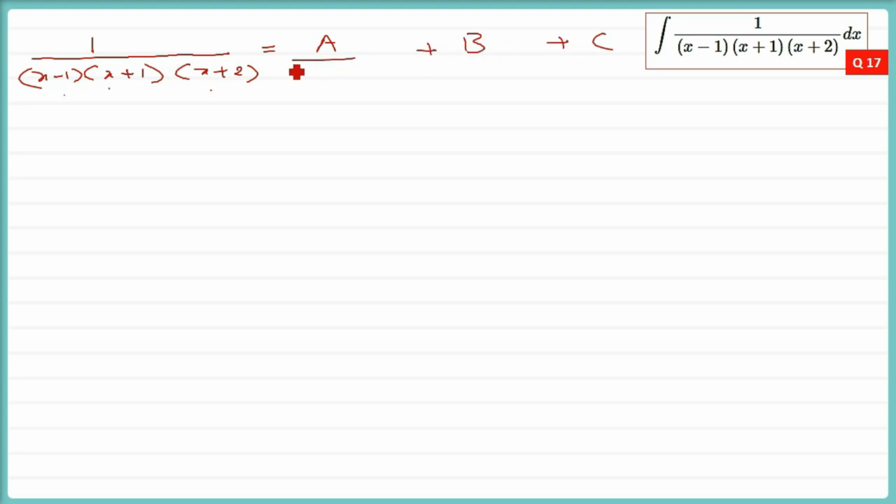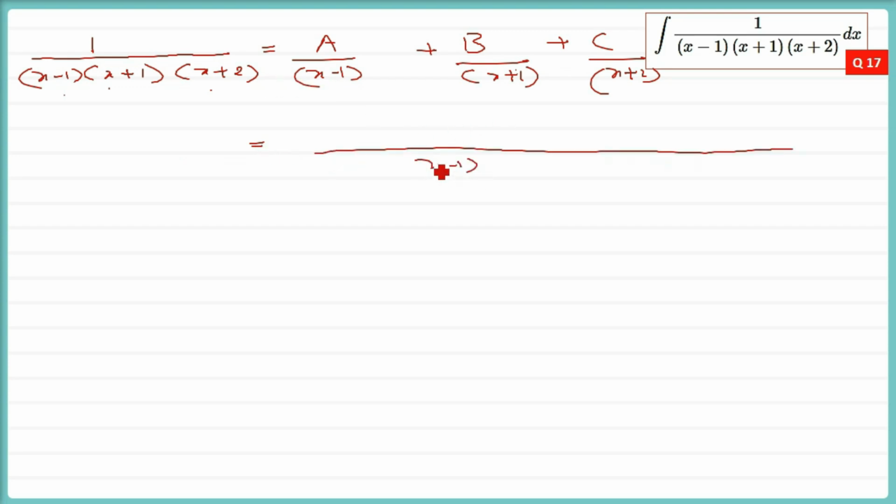So a divided by x minus 1. Then we have b divided by x plus 1 and c divided by x plus 2. So this x minus 1, x plus 1, x plus 2 can be anywhere in the denominator. This will form like this. The denominator will be x minus 1 into x plus 1 into x plus 2. Now the left hand side remains the same.